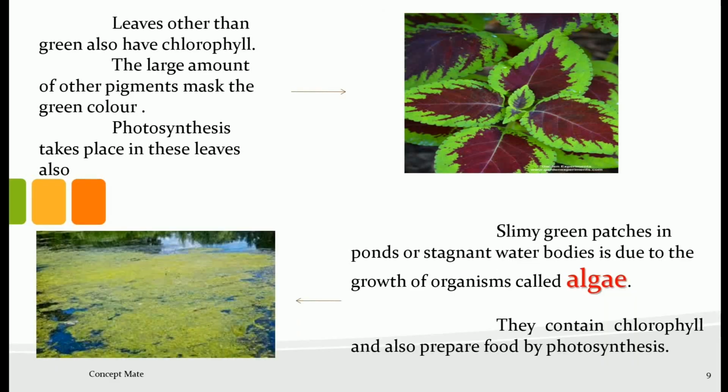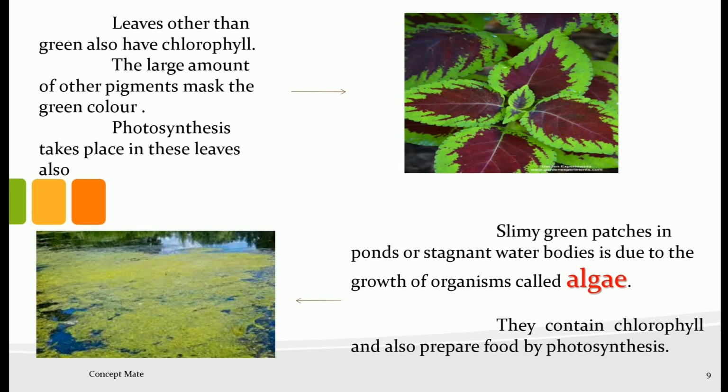Another added piece of information is that you have to note there are many leaves other than green ones which also contain chlorophyll. The large amount of other pigments in them masks the green color. Thus, they appear different in color. But they also contain chlorophyll, and therefore photosynthesis takes place in these leaves also.